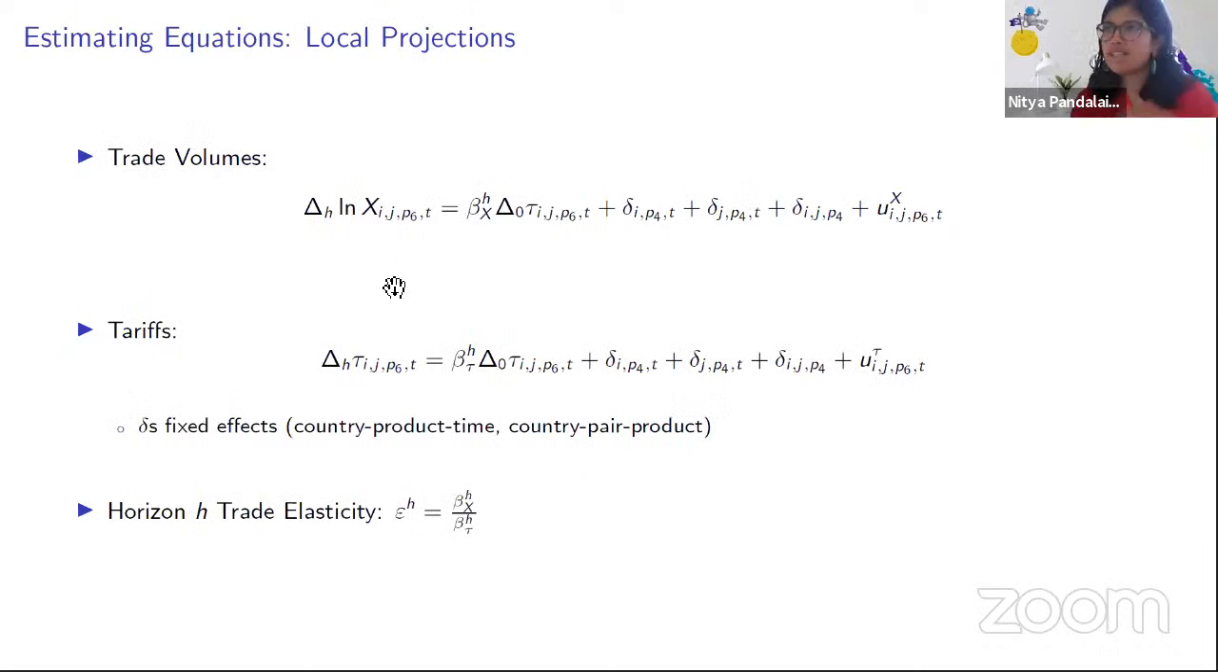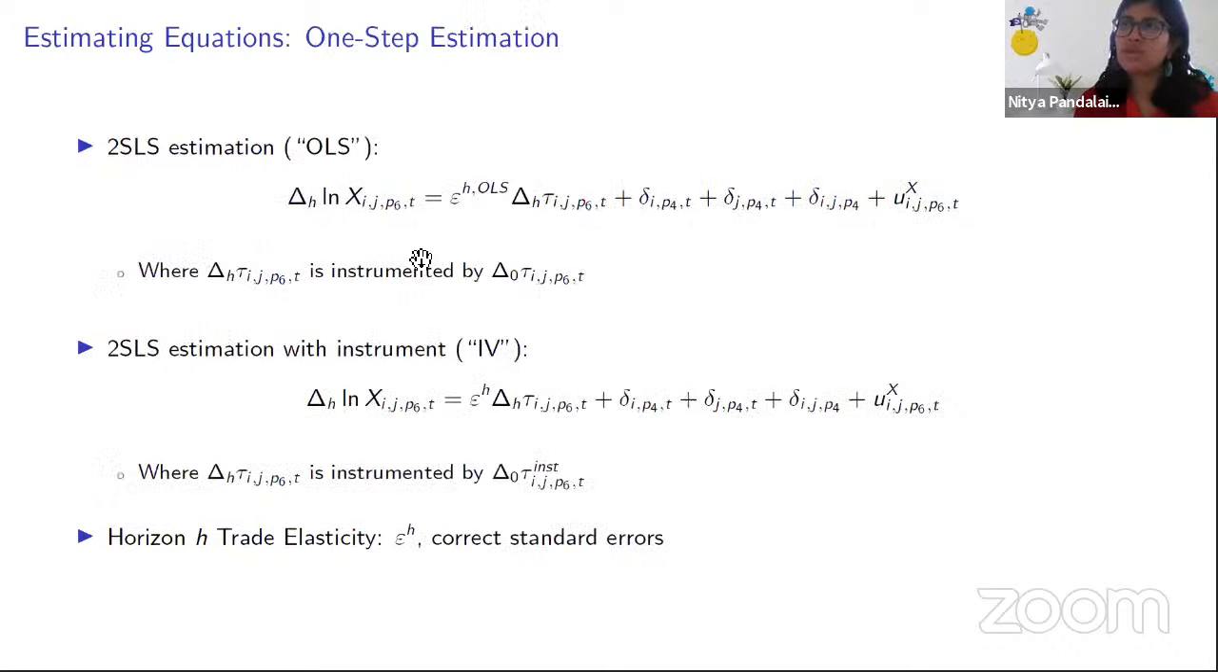So now this is the approach we have to estimation. So this is how we're going to estimate elasticity at different horizons. As is common in macro, we can actually combine these into a single step. This is common in the government multiplier literature, for instance, the fiscal multiplier literature. And we can estimate the trade elasticity in a single step at every horizon. We can do this, and we're going to call this our OLS estimate, because here we're still using all possible changes in tariffs in the data.